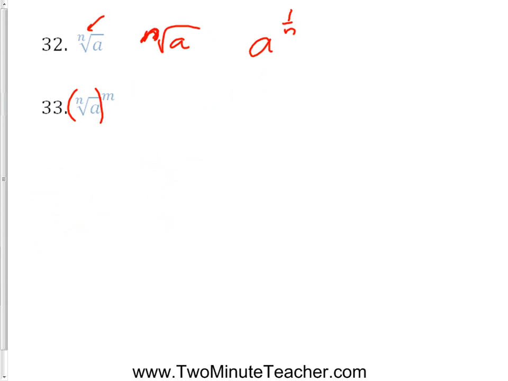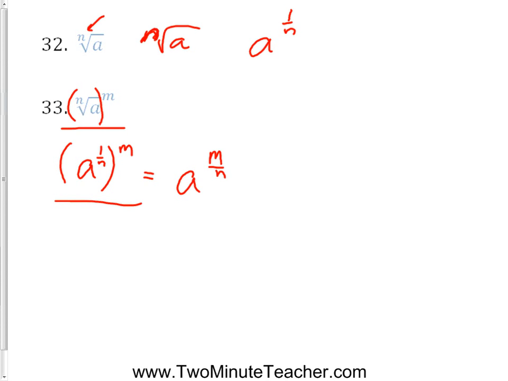Well, if we know this part right here, a to the nth root is a to the 1 over n, then I can just substitute that right there and then put it to the m. You see how this is identical to this? I just replaced the nth root of a with a to the 1 over n. And now you might be able to see that that's a to the m over n.